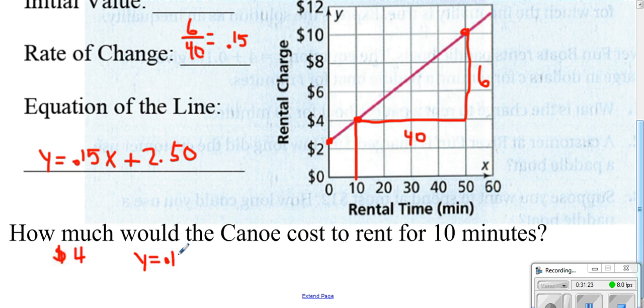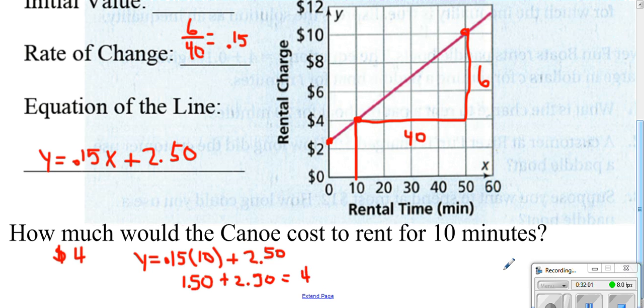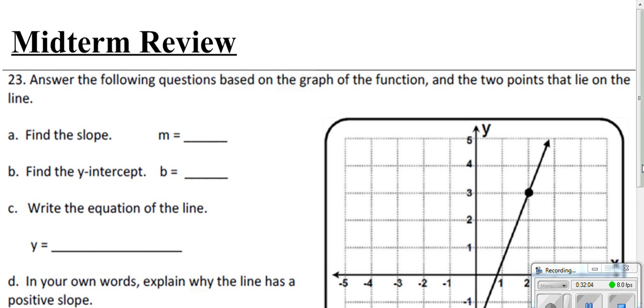0.15x, where x is the time. So we're going to put 10 minutes in, plus 2.50. Using the equation, you could substitute the 10 minutes in for x. So what happens is that you get 0.15 times 10 is $1.50, plus 2.50. Guess what that is? It's 4. So it's $4 either way. You could do it either way. Okay, midterm review.